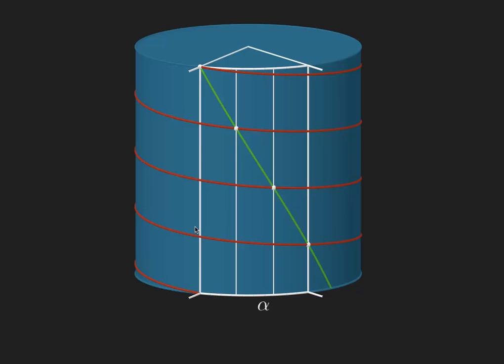So in fact, that's all we need. We only need a red helix and a green helix, which is the diagonal. So we look for the fourth intersection point of our red helix with this vertical straight line, and we connect the two with a line on the cylinder, and that's all we need for the trisection of the angle.